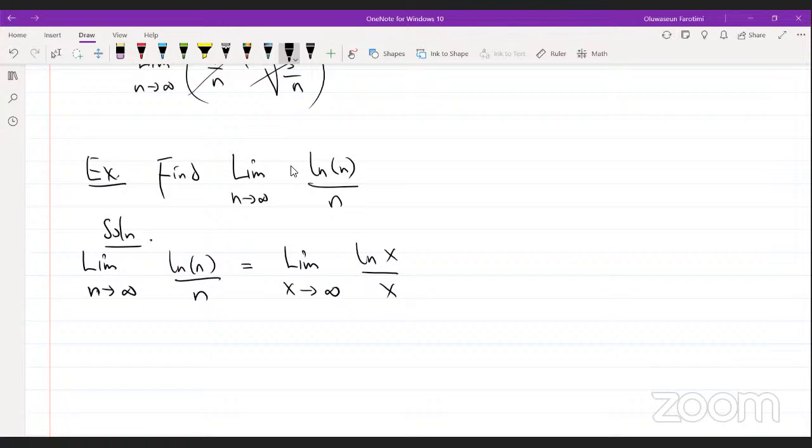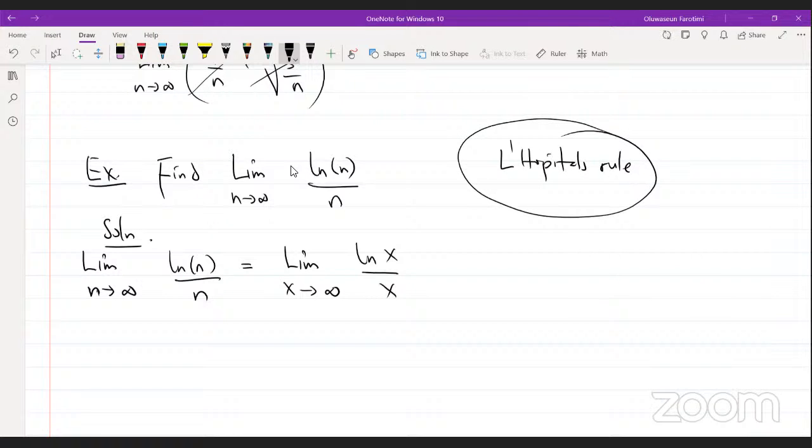Now, be warned, guys, you cannot use L'Hopital's rule for sequences, okay? Keep that in mind when you say, if I plug in infinity, I have infinity over infinity, let me just do L'Hopital's rule. You cannot do that for sequences. That rule only applies to functions, okay? This is what I mean. I hope you guys remember this from Calc 1.